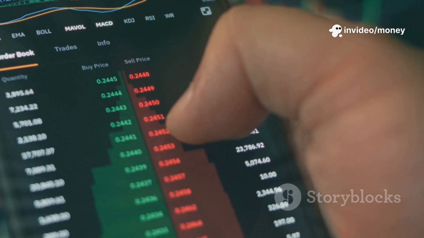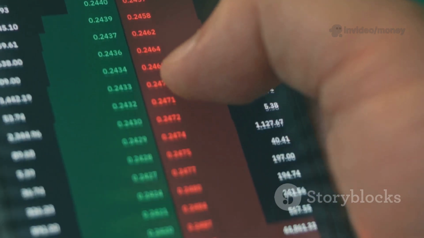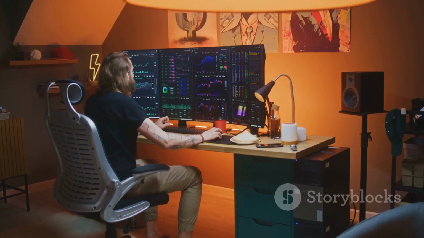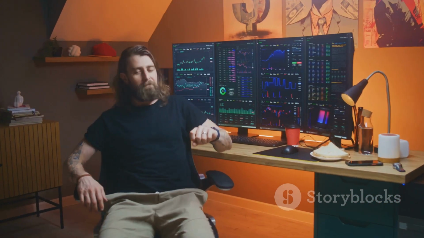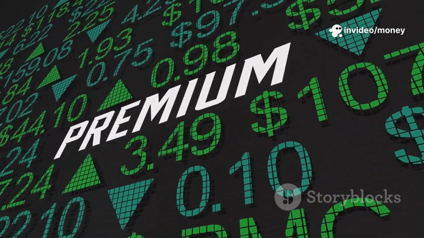The LTP, or last traded price, is the most recent price at which that specific option contract was traded. This gives you a real-time idea of the option's current market value. These two values are fundamental to knowing how much an option costs right now.